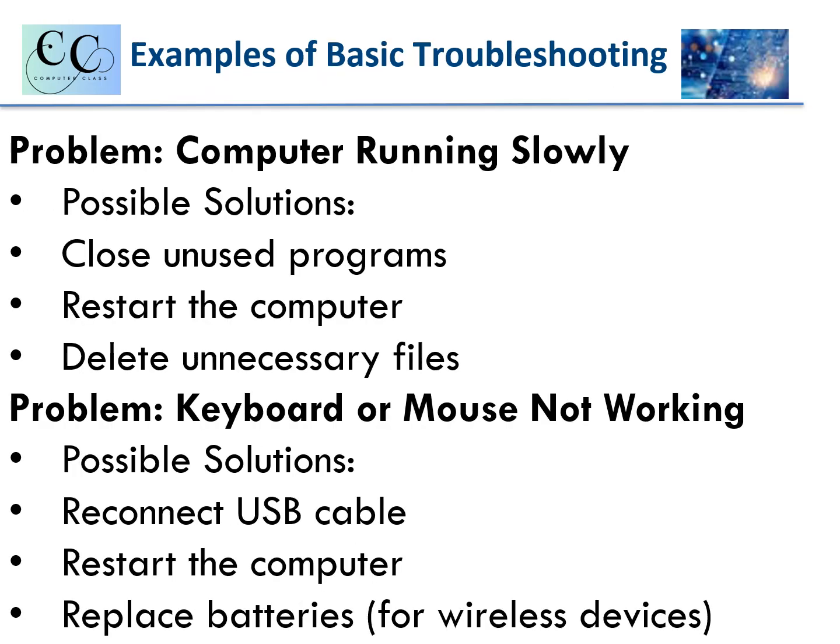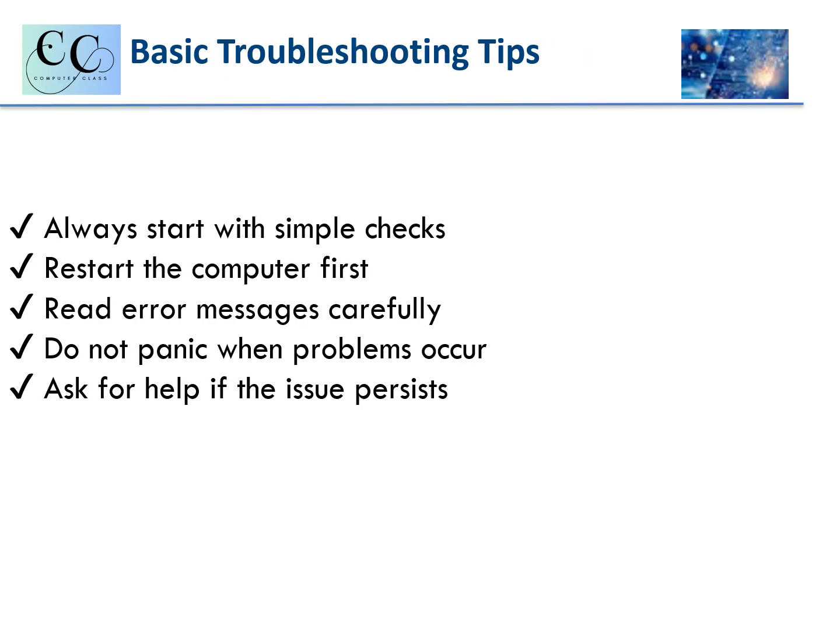Another example of basic troubleshooting is a computer running slowly. The possible solutions are to close unused programs, restart the computer, and then delete unnecessary files. Another problem can be keyboard or mouse not working. Possible solutions: reconnect the USB cable, restart the computer, replace the battery for wireless devices, or make sure your mouse is well connected for wired mice.